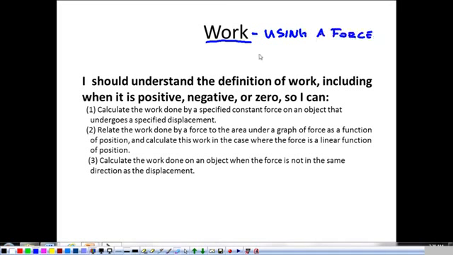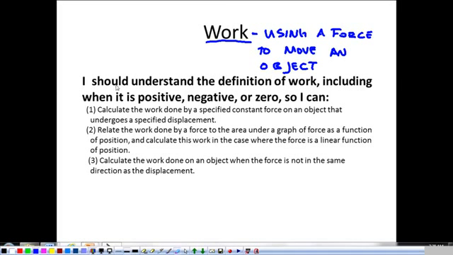using a force to move an object. All right? If my force moves an object, I'm doing work. If that force does nothing to move an object, I'm not doing work.